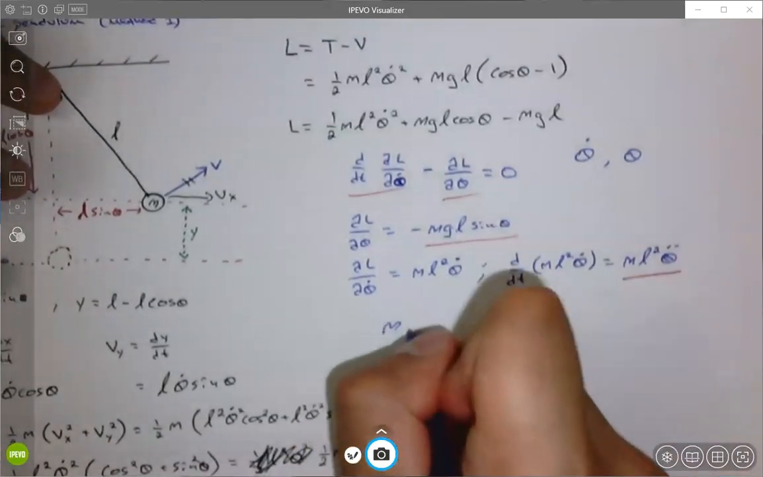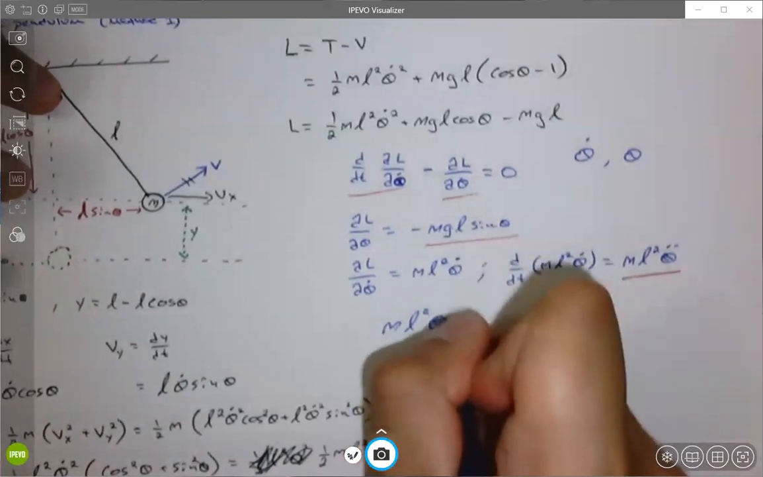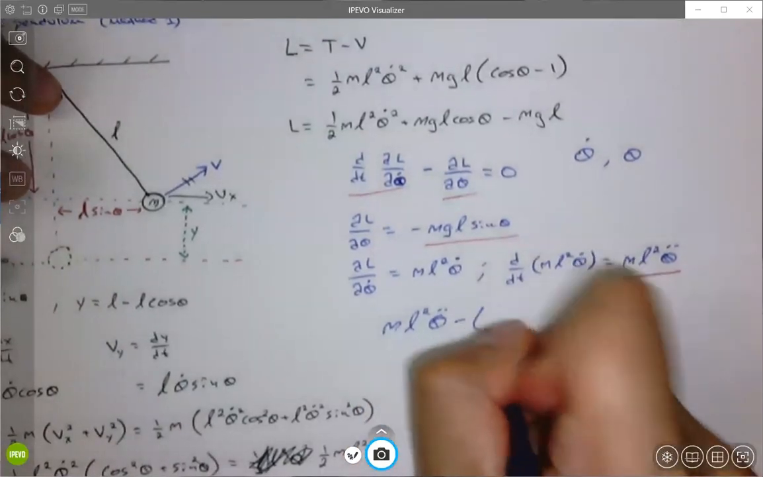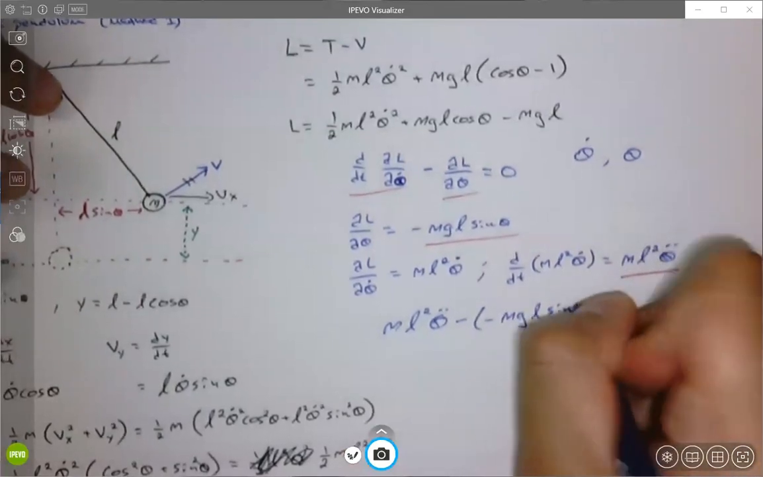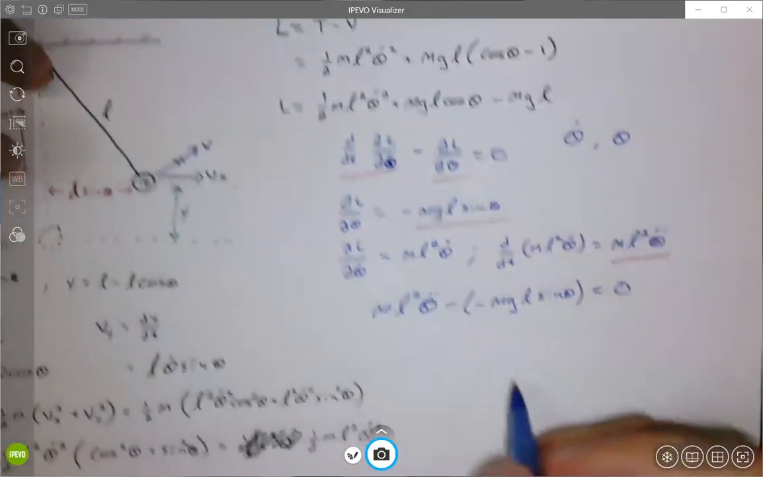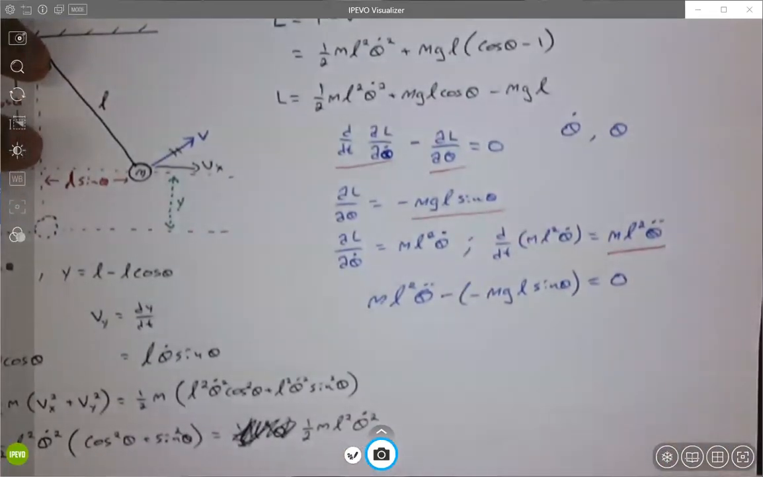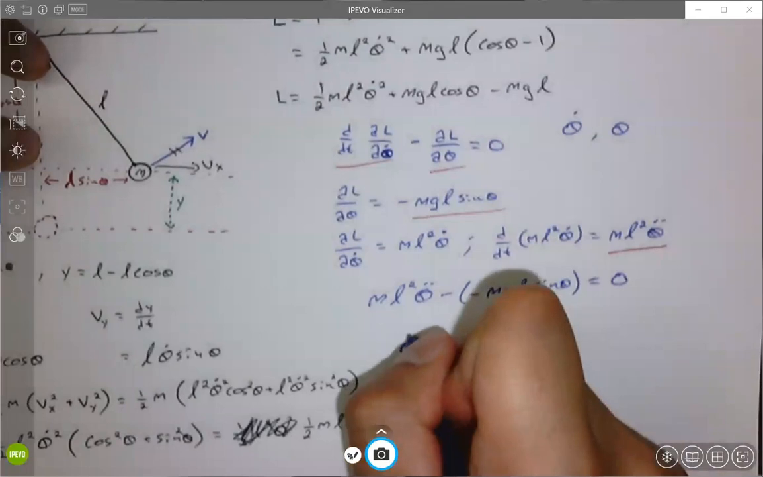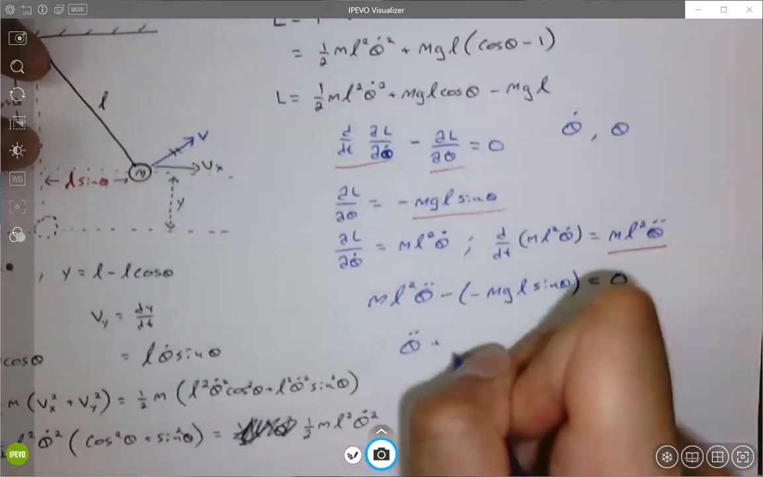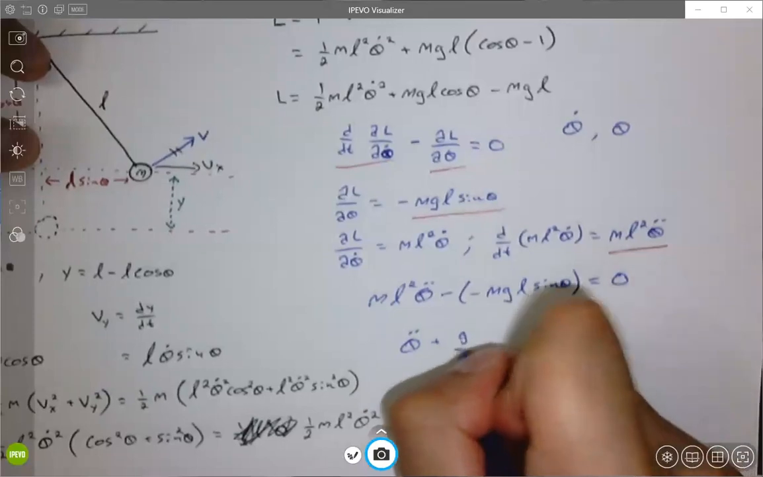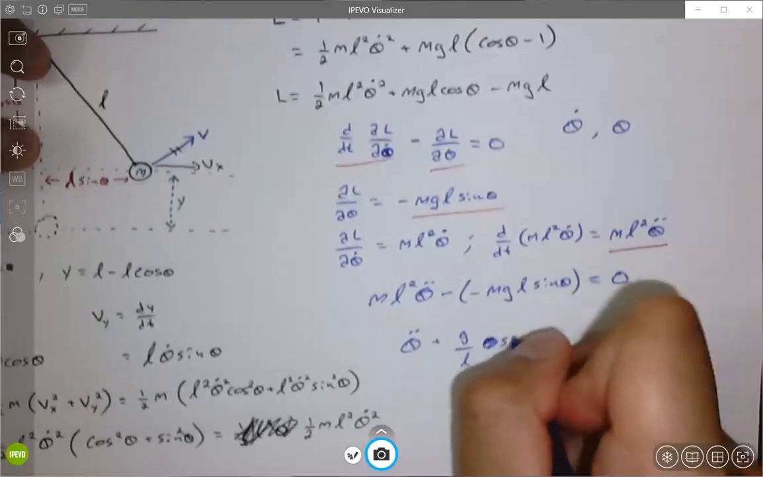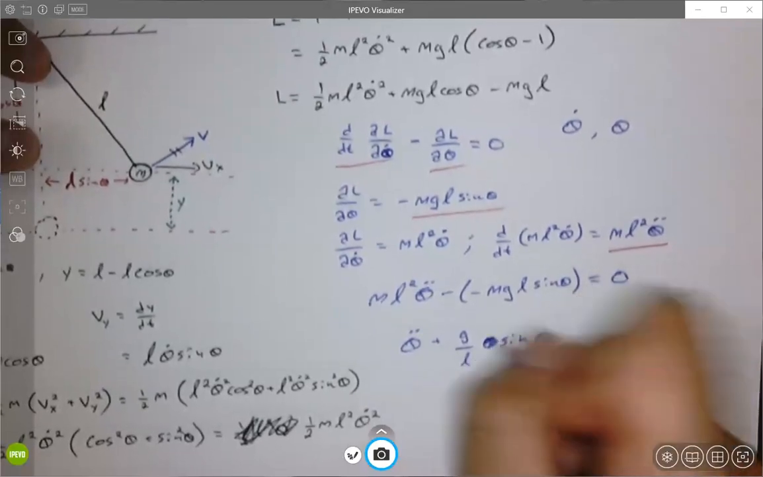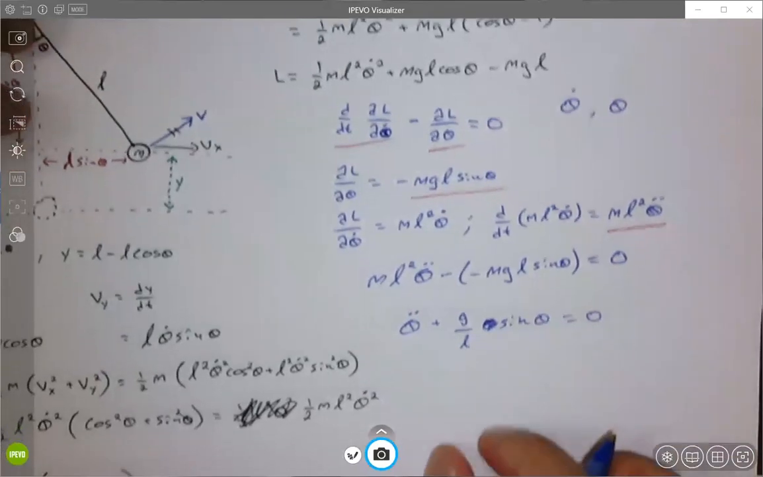So we'll have ml squared theta double dot minus negative mgl sine theta, and all of that is equal to 0. The m's will cancel out. What else can we do? We can divide everything by L squared, and we will end up with theta double dot plus g over L sine theta is equal to 0. So that's what we have.